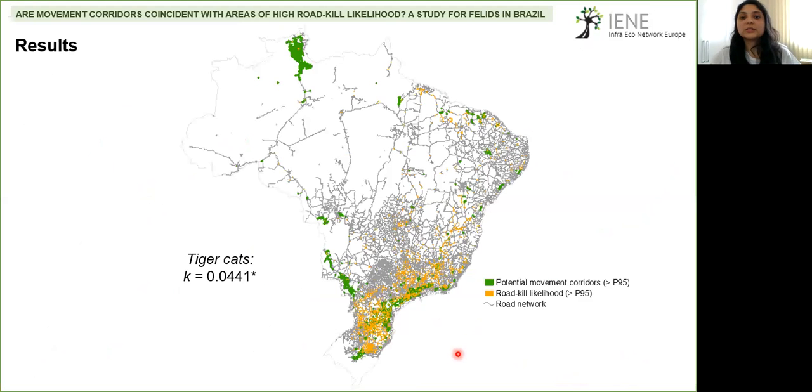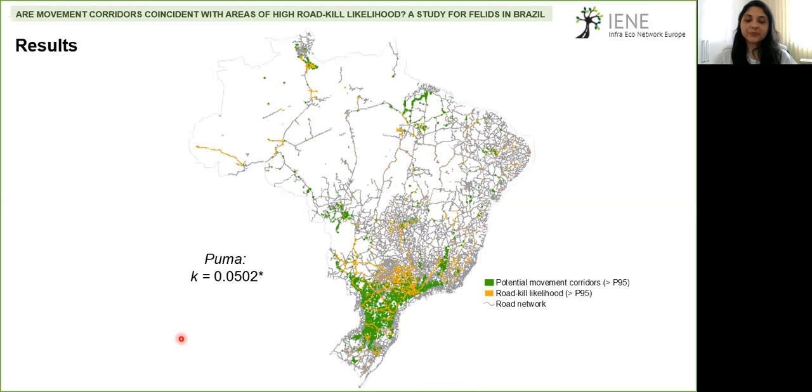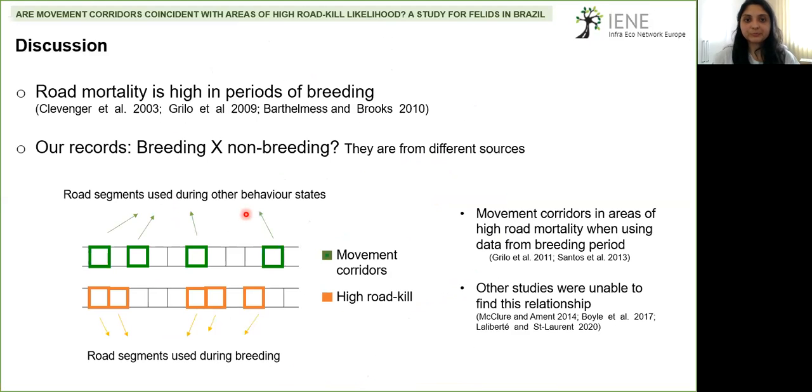The results show that there is no spatial agreement between the two approaches, as shown by the low values of kappa. These are the results for tiger cats, for ocelots, for jaguars, and for puma. The regression analysis also did not show any linear tendencies as would be expected if current explained road mortality likelihood, except for tiger cats, but there was no spatial agreement for these species.